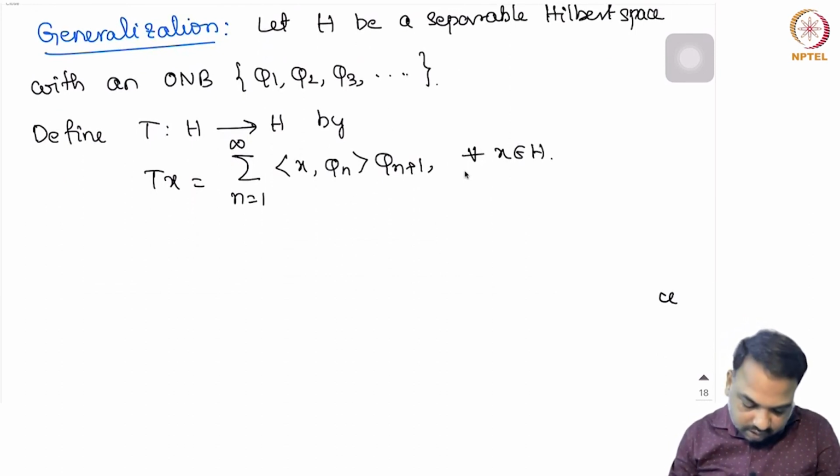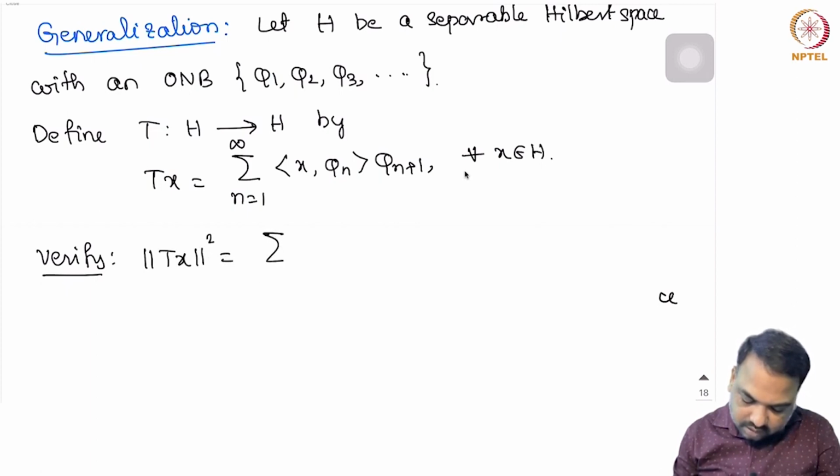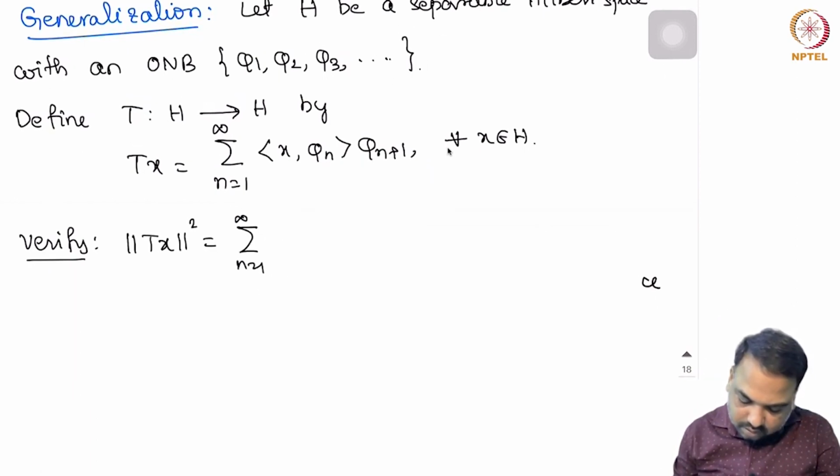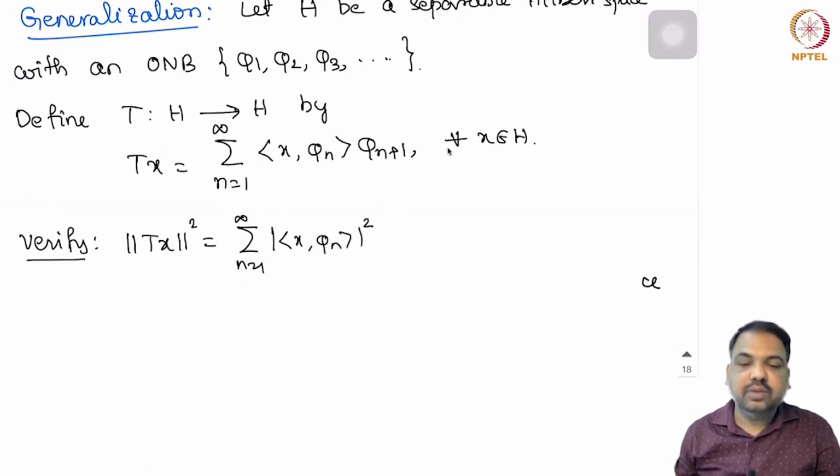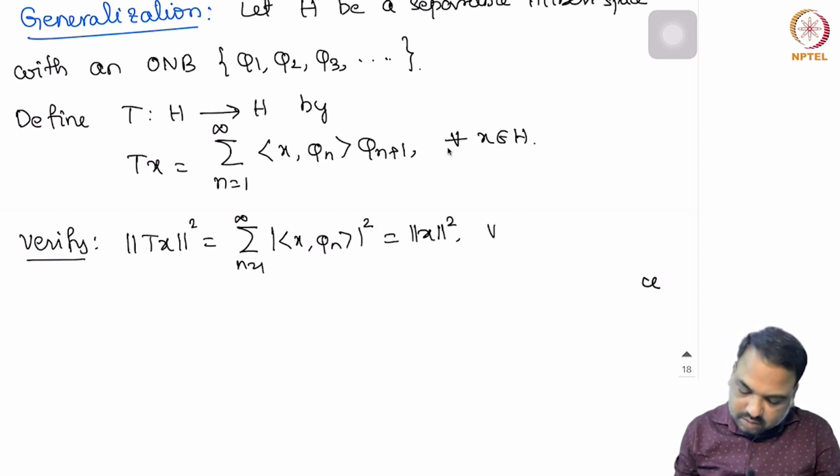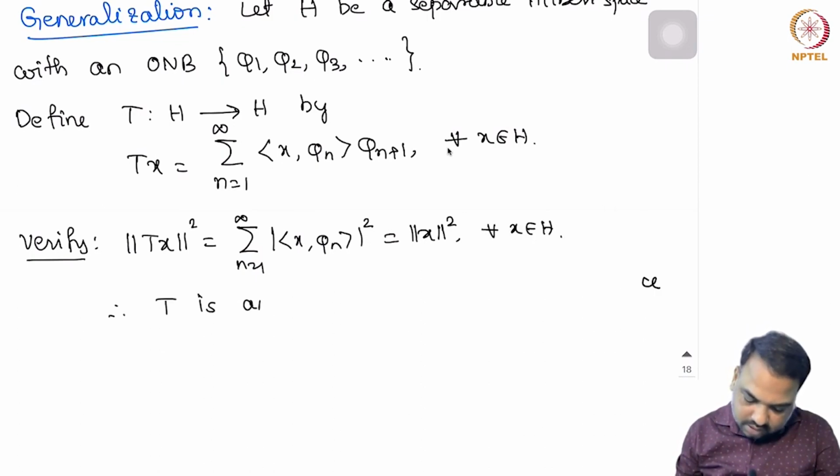So we can easily verify that norm of Tx squared is exactly the summation n equals 1 to infinity of the modulus squared of the inner product of x with phi n. So this is exactly norm x squared for every x in H. Hence we can conclude that T is an isometry.